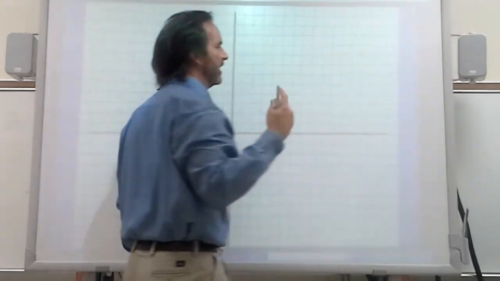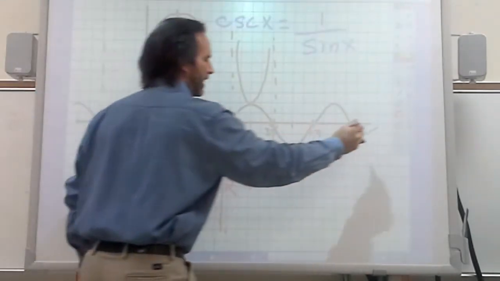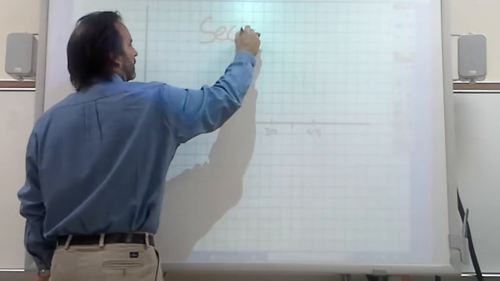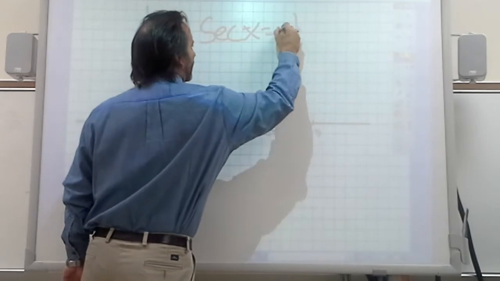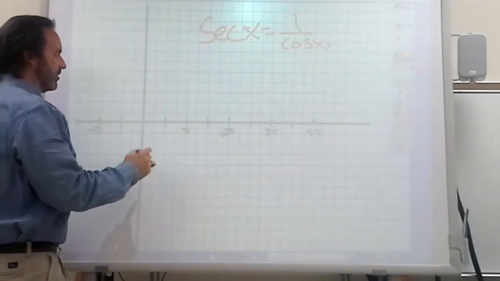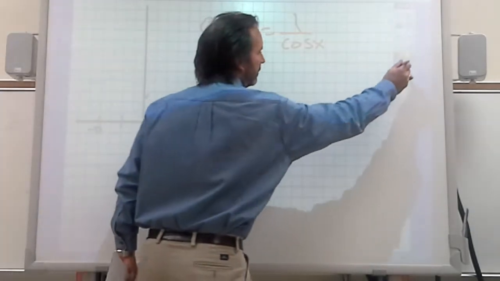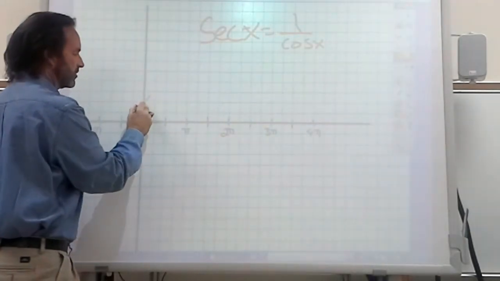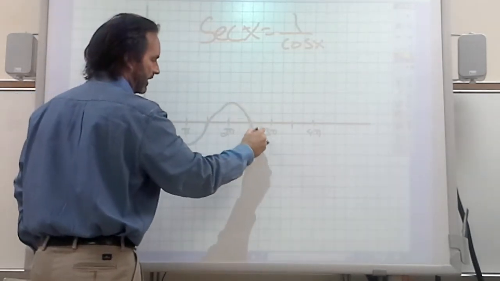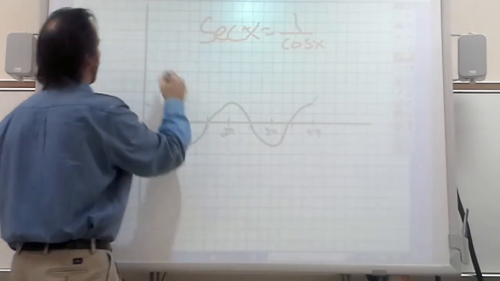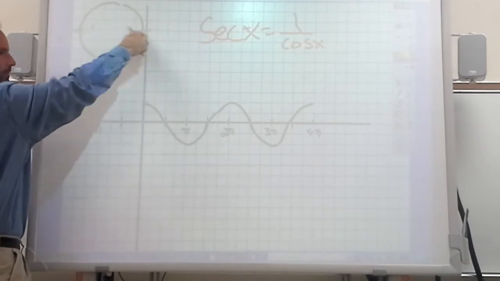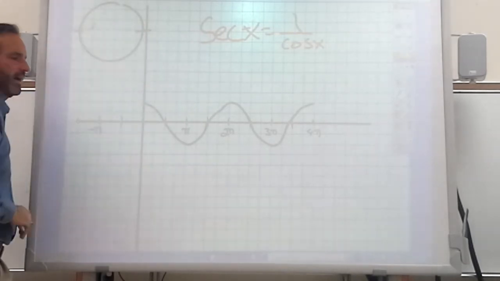Secant, I want you to start thinking about all this yourself now. Secant of x equals 1 over cosine of x. As I graph my cosine curve, remember, it starts off at 1, 0, negative 1. Remember, it's 1 and negative 1 at the pi's: 0, 2 pi, not the pi halves.